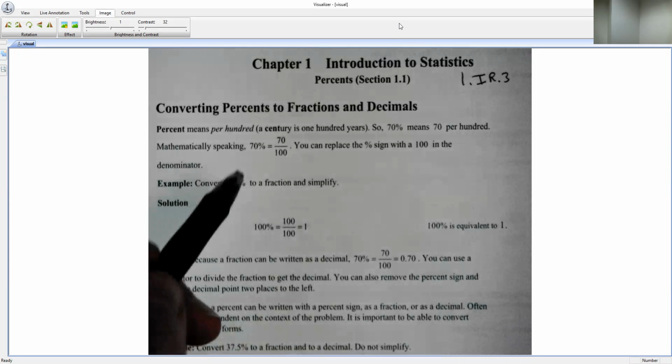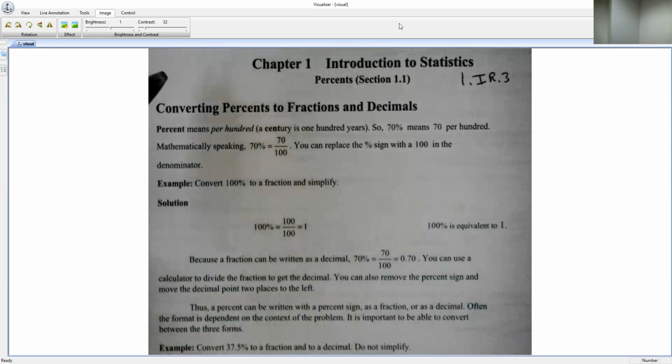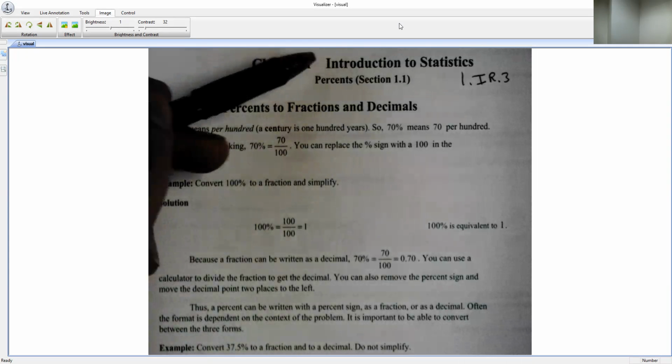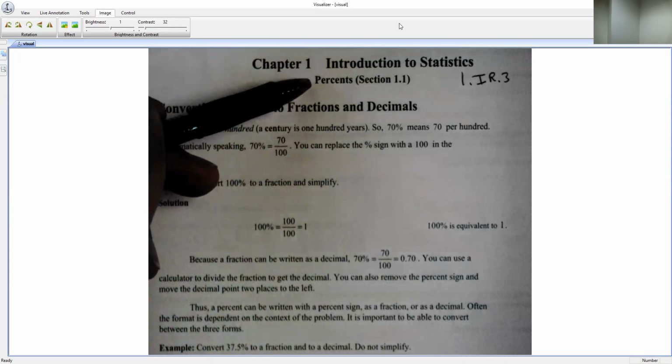You'll notice the worksheet that I'm using should be the same one that you got in the packet from the bookstore, that little supplemental packet of worksheets that came with the access code. They're labeled Chapter 1 and then the title, Percents, in this one.